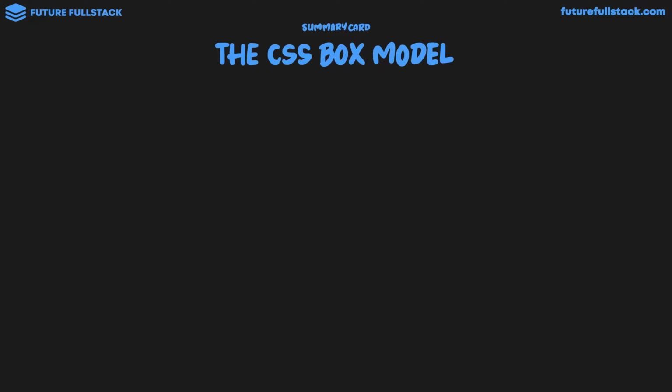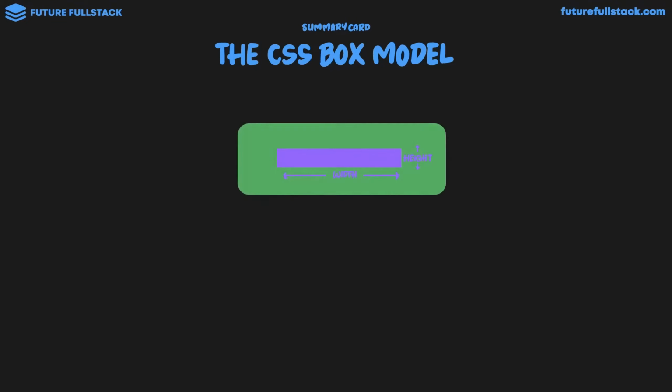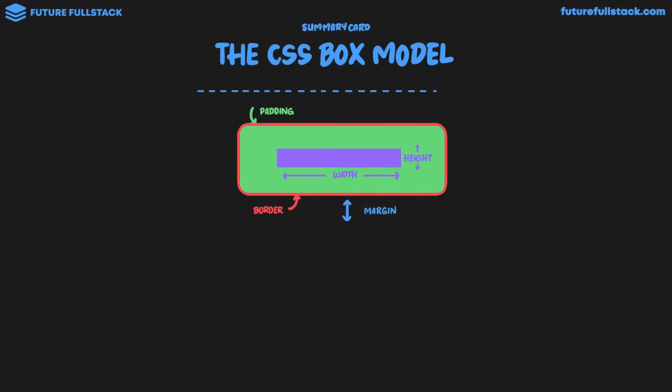In this chapter, we looked at the different components of the box model. We started with our content in purple, which has both a width and a height. The content can then be surrounded by some padding. This can then be enclosed by a border. And we saw that the content, padding, and border are all part of the element. We can then add some margin to create space between our element and other elements.